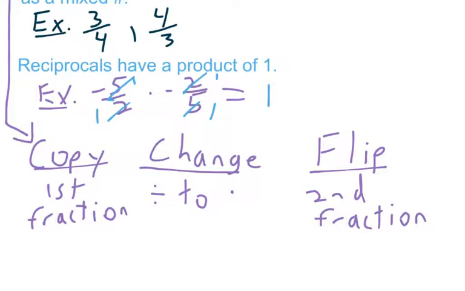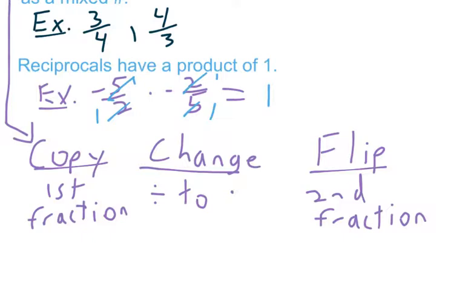And the reason we change it is because, think about it, division and multiplication are inverse of each other. They're opposite operations. So you can subtract to check an addition problem, or you can multiply to check a division problem.